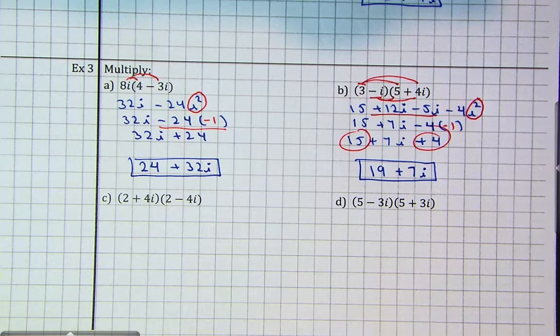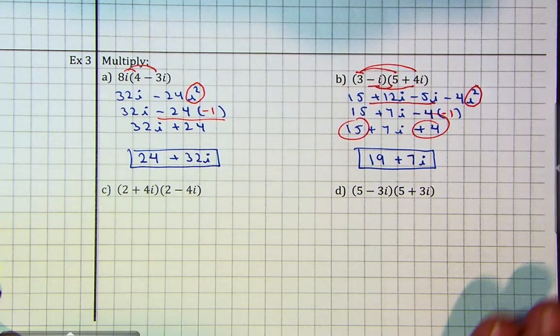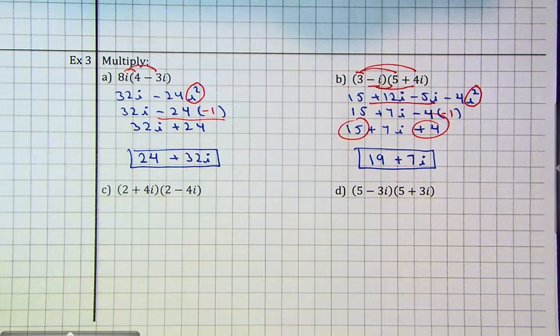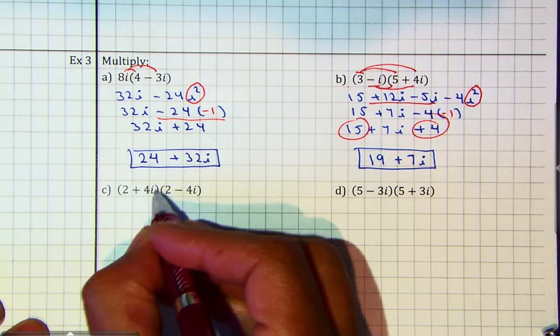So try letters C and D and see what you get. Go and pause it, and we'll continue once you're ready. So at this point, you should have worked out both of them, right? And what did you realize? Did you notice anything?